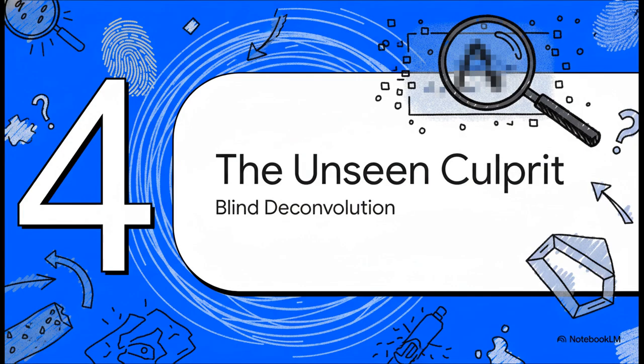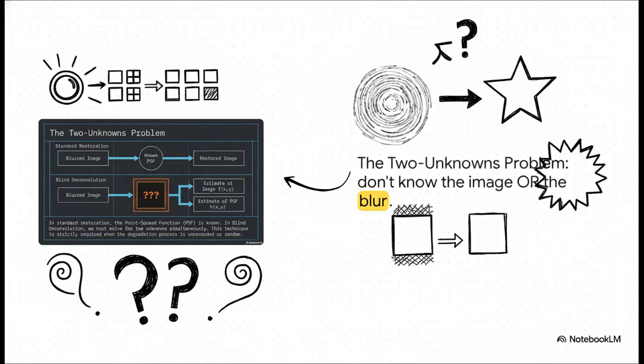Now, up until this point, we've been assuming we know what caused the damage. But what if we don't? What happens when we show up to the crime scene and we have no idea who the culprit was or what weapon they used? Well, that is the cold case of image restoration. This is what's known as the two unknowns problem.